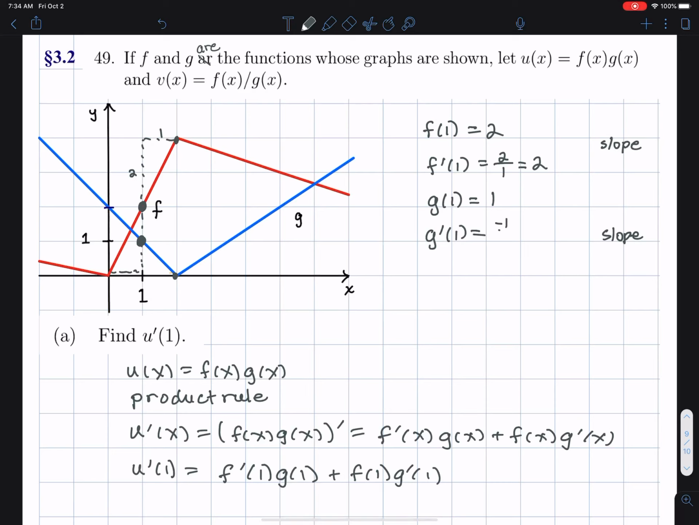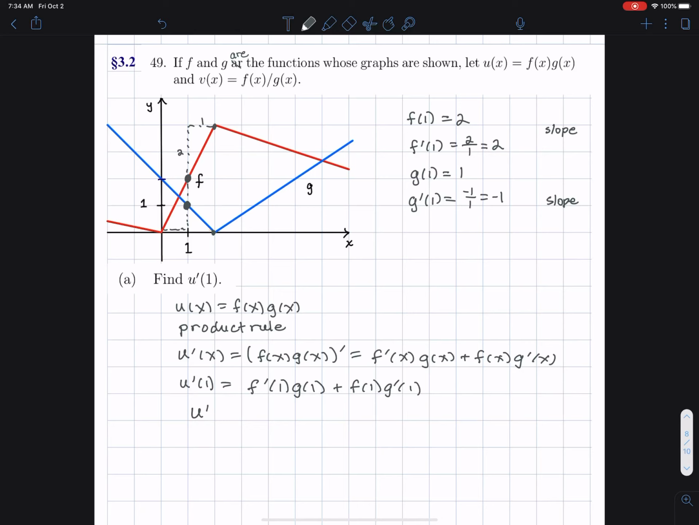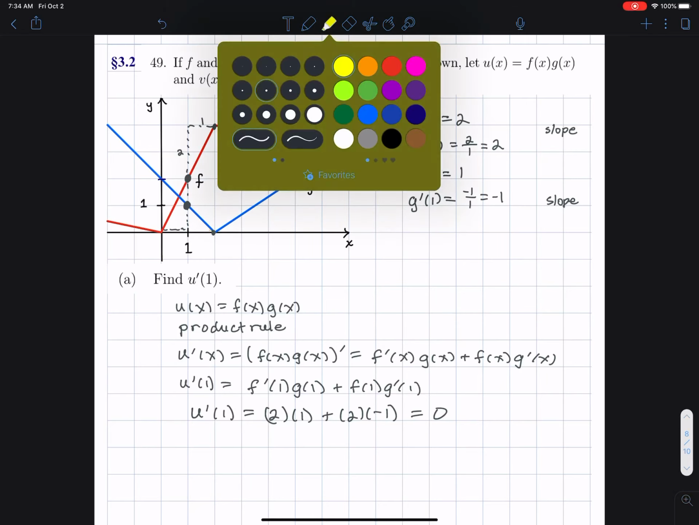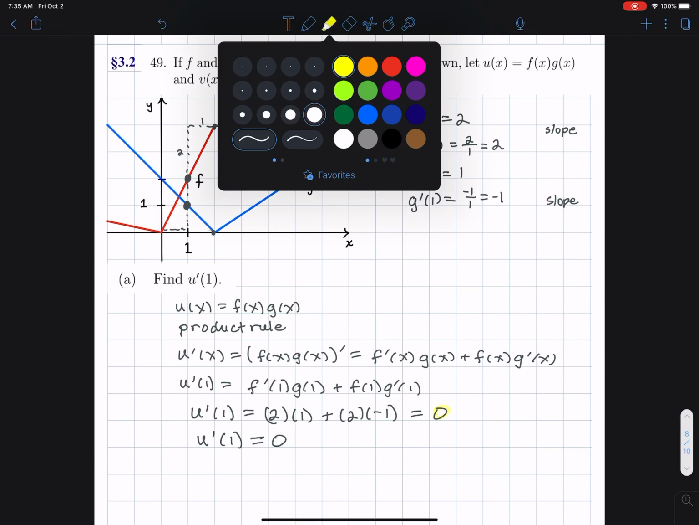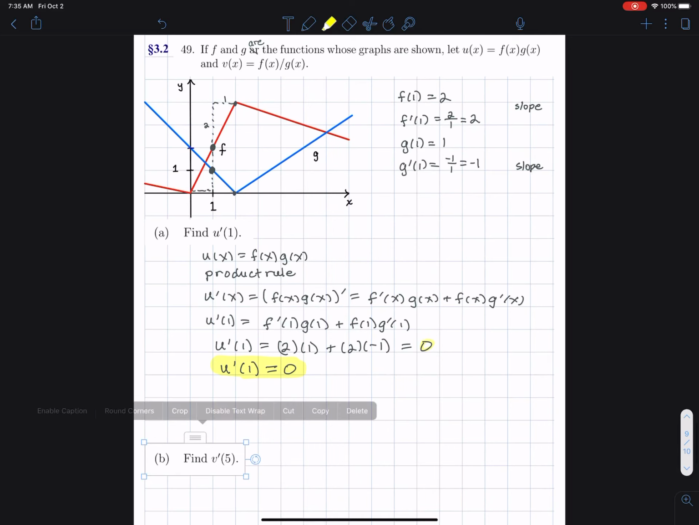Now if I plug those values in here, what do I get? I get that u prime of 1 is equal to 2 times 1 plus 2 times negative 1, and that gives 0. So that is the answer to part A. 0. Could even make it better like this: u prime of 1 is equal to 0. Got that answer.